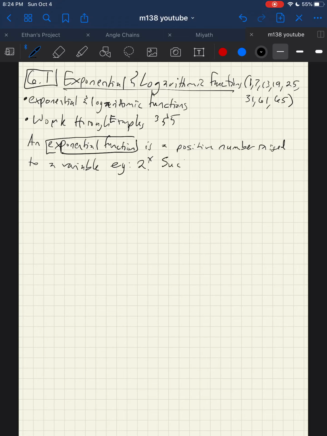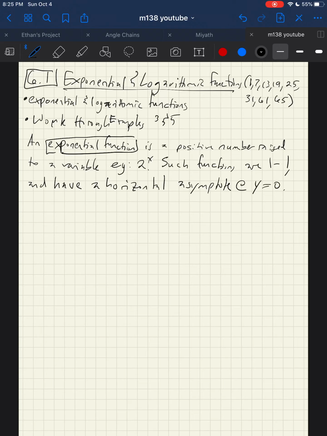So what do we know about exponential functions? Well, such functions are one-to-one, and therefore if they're one-to-one, they are invertible, and that's going to be where logarithmic functions come in. Such functions are one-to-one and have a horizontal asymptote at y equals 0.